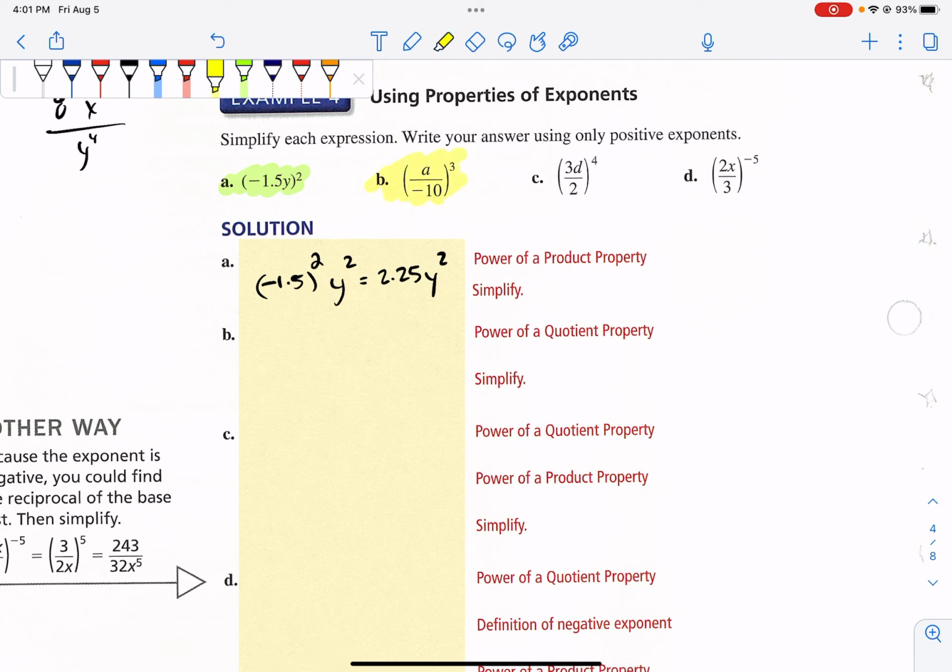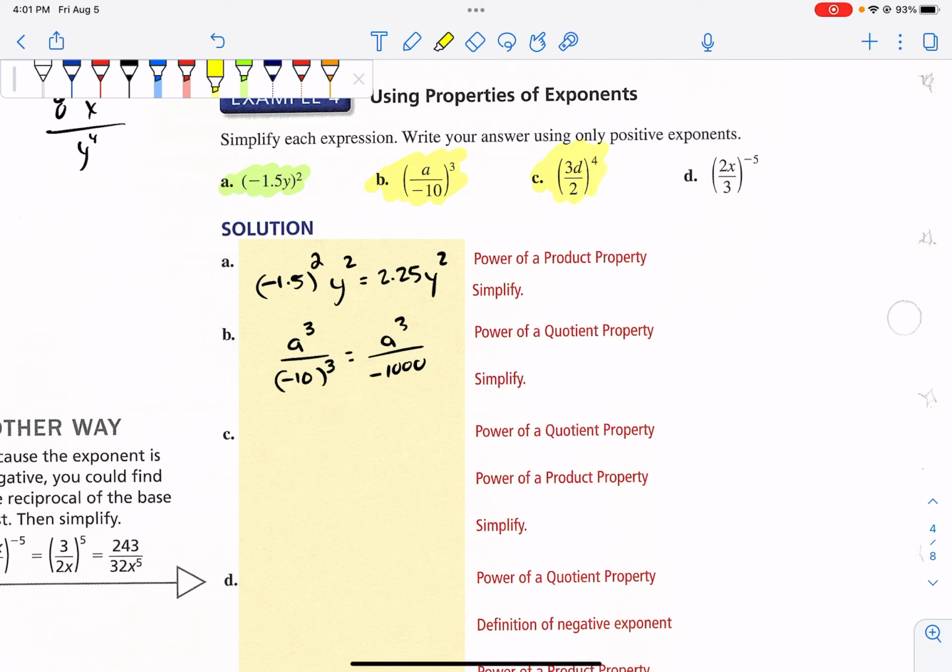A divided by -10 raised to the 3rd power. Well, that 3rd power goes to the A, and it also goes to the -10 on the bottom. Now that negative is attached to the 10, so it's okay for me to put it inside the parentheses. All right. Do I want to simplify any of this? That becomes a cubed over -1,000. A -10 times a -10 is a positive 100, times another -10 is a -1,000. Okay, part C.